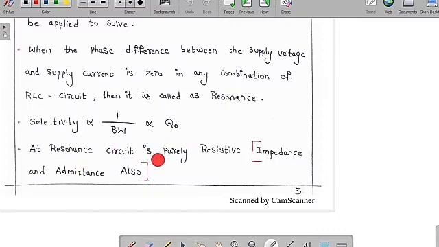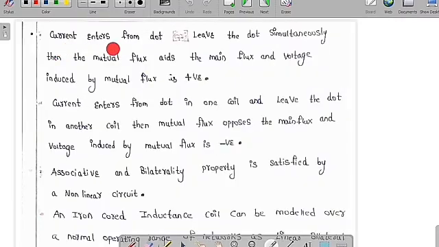At resonance, the circuit is purely resistive, and so are the impedance and admittance. So if at resonance condition you take any complex circuit, it will always be resistive. It means the impedance and the admittance are going to have only the real part but not the imaginary part. That is the beauty of resonance. Now, if current enters at the dot or leaves the dot simultaneously, then the mutual flux aids the main flux and the voltage induced by mutual flux is positive.